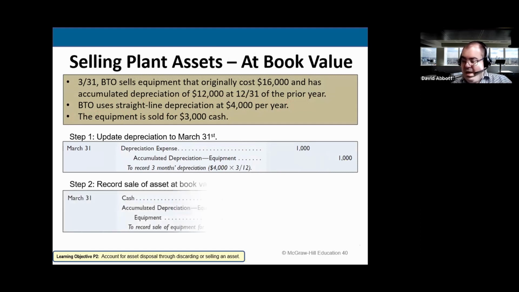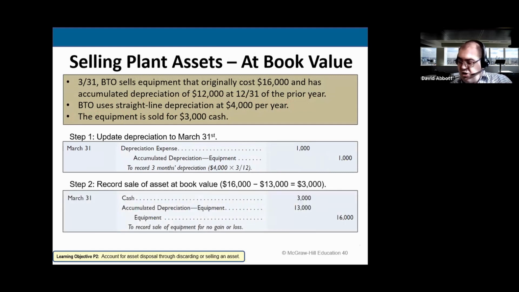Okay, selling plant assets at book value. Companies often sell plant assets when they restructure or downsize operations. To illustrate the accounting for selling plant assets, we consider BTO's May 31st sale of equipment that cost $16,000 and has accumulated depreciation of $12,000 at December 31 of the prior calendar year. Annual depreciation on this equipment is $4,000, computed using straight line depreciation.